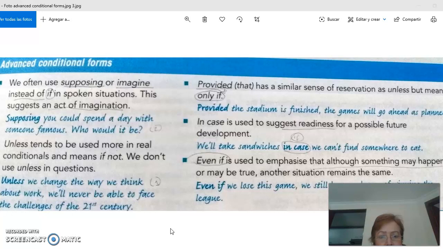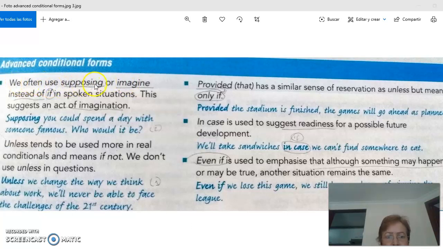Here we have a summary. You have this in the copies I gave you, so you can use them to confirm the information here. So let's begin with which the advanced conditional forms are. The first one that we see here is the use of supposing or imagine in conditional forms. When do we do that?